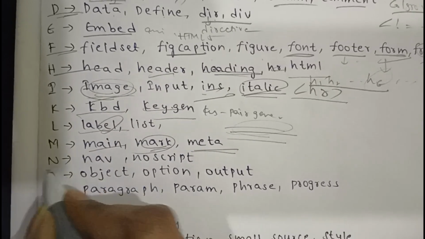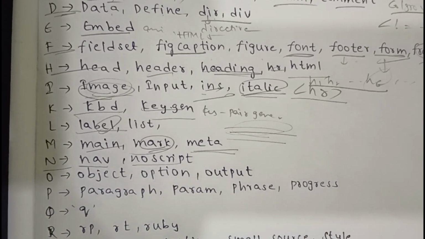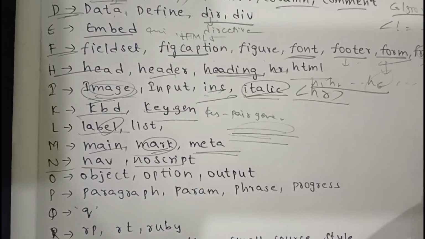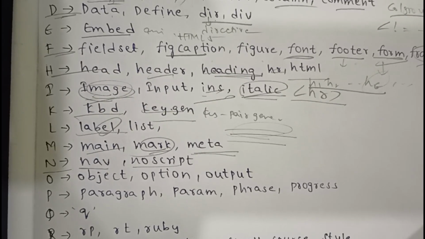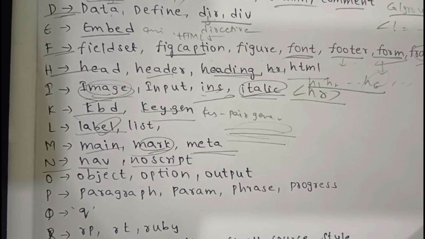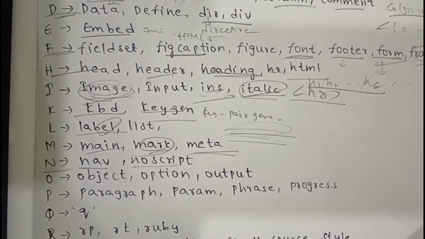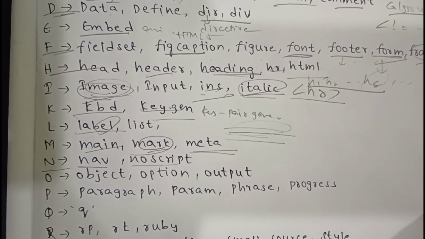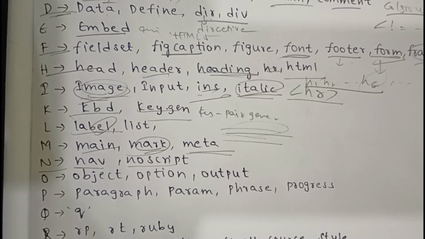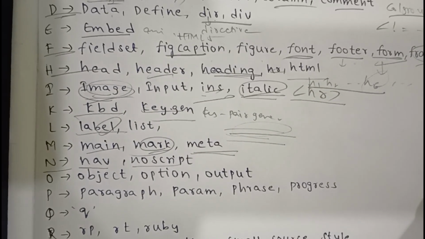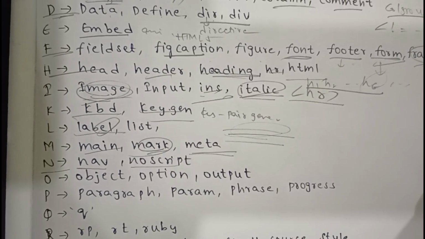Okay. Next, N. Nav and Noscript. What is nav? Nav is used to declare the navigational section in HTML documents. Websites typically have sections devoted to navigation links, which enable users to navigate the site. Okay. Noscript. What is Noscript? It is used to display text for those browsers which do not support the script tag.